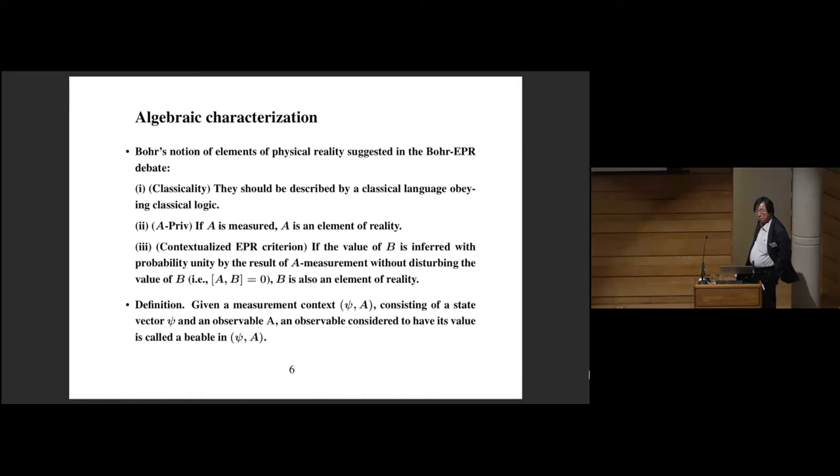It means that what is a real element of reality depends on what is measured. This is different from EPR. Now we give the following definition. Given the measurement context (psi, A), it means the situation in which observable A is measured in a state psi, consisting of a state vector psi and observable A. An observable considered to have its value is called a behavior in psi. So we want to characterize the maximum set of behaviors relative to this measurement context.